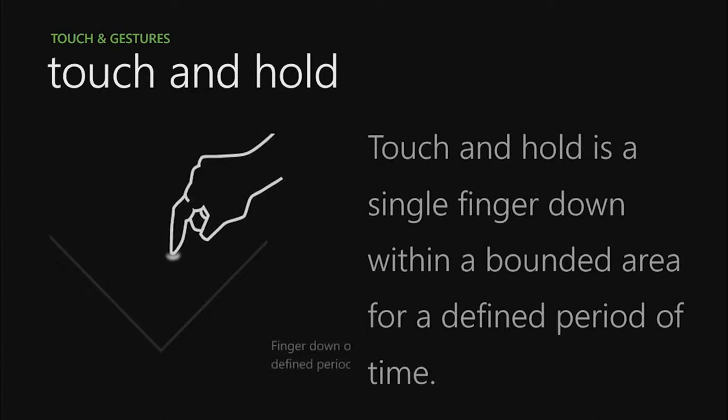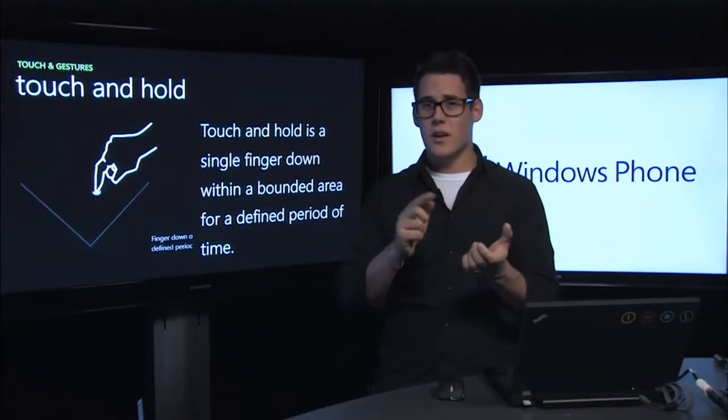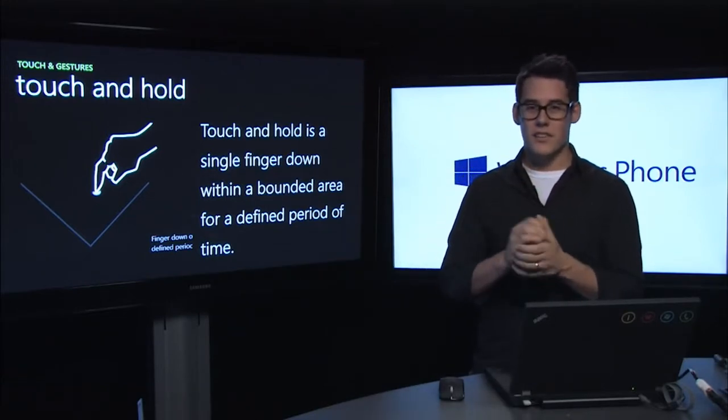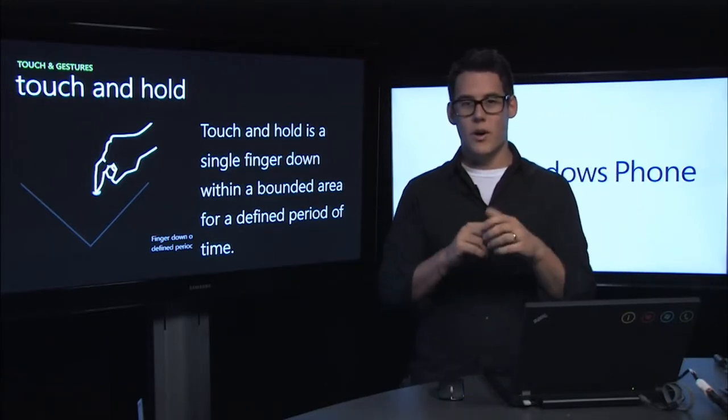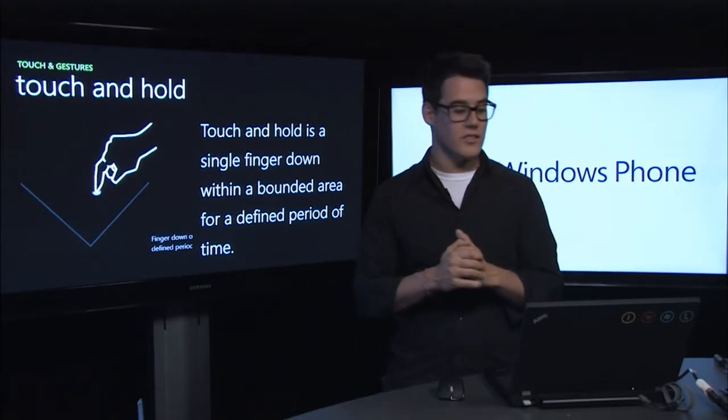A touch and hold. Touch and hold is a single finger down, like a tap, that just stays there. This is commonly used and definitely used on our start screen to begin editing things. So in any sort of context menu scenarios, a press and hold like this will bring up a menu and give you additional options. On the start screen, a press and hold like this will actually throw everything into edit mode and allow you to resort the live tiles on start screen.